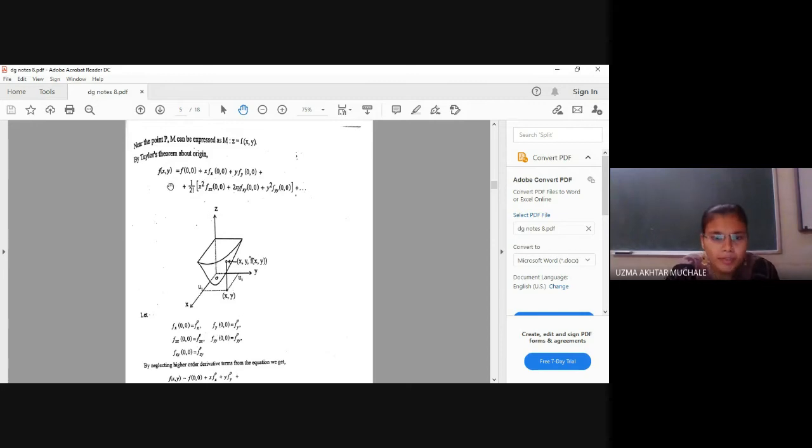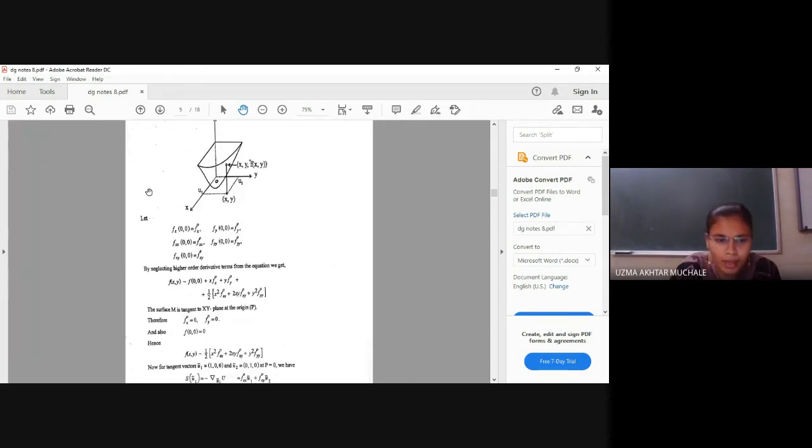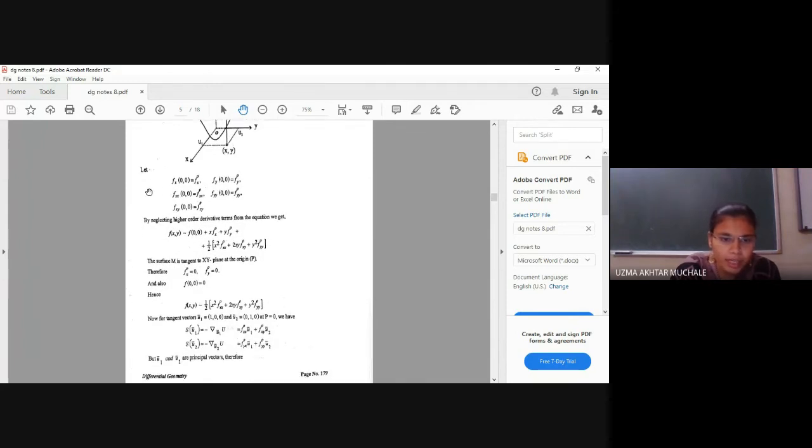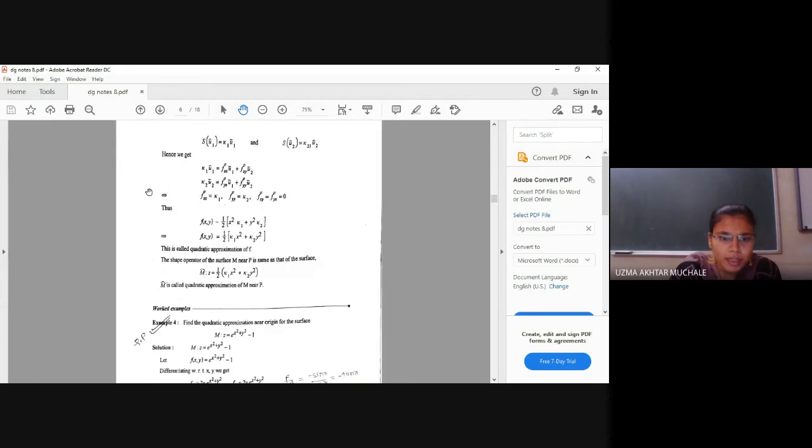Because we have a surface like z is equal to f of xy. If the surface is expressed in the form z is equal to f of xy, then we have to write down the Taylor series for two variables, follow the same procedure, find the values of fx, fy, whatever we have in the series, put in the values and you will get the result. And this is the quadratic approximation of the surface M near a point P.